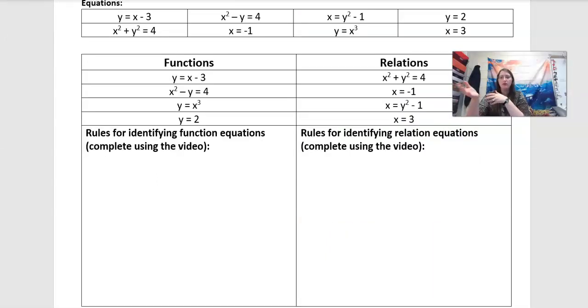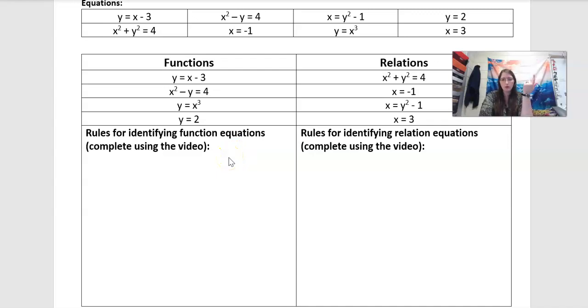So now that you've finished sorting the functions and relations, you should have gotten these answers. Now they may be in a slightly different order, but the ones under functions should be under functions, the ones under relations should be under relations. Okay, so all of these on the left are functions. Okay, so we're going to look at what they have in common.